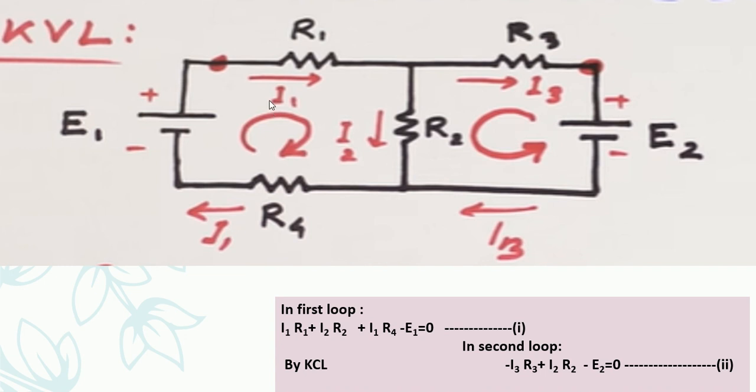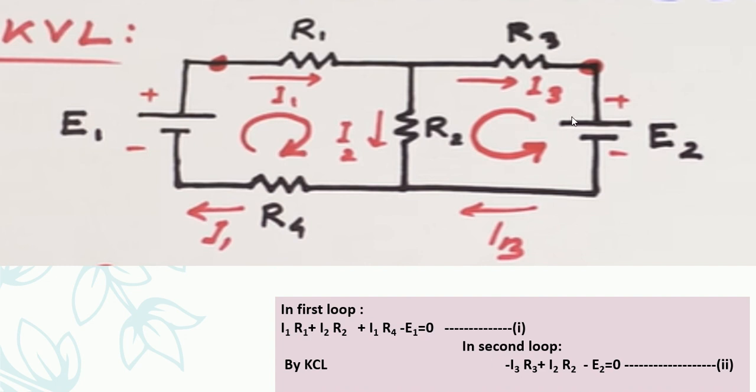But if you move in this way and when you reach the cell, you use the sign of the cell which you see at first. That means while moving in this way, when you come here, you see the negative sign first. So you will take minus E1 equal to 0.